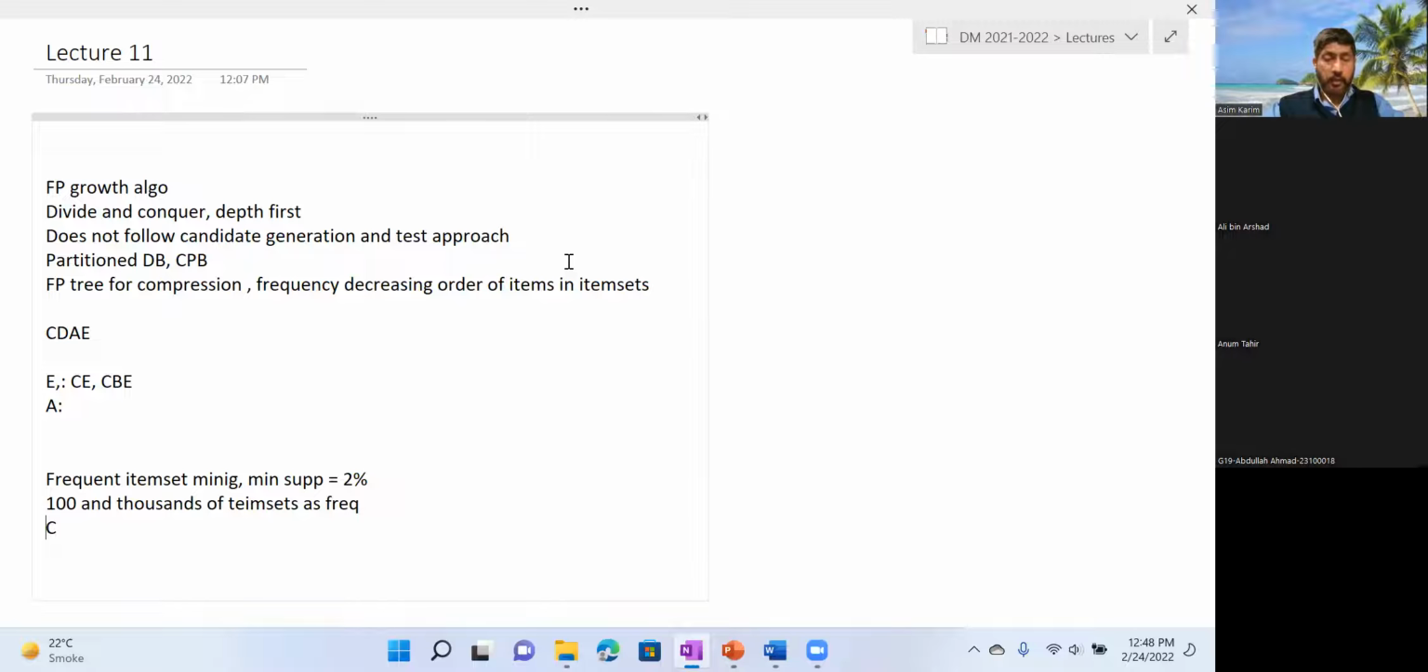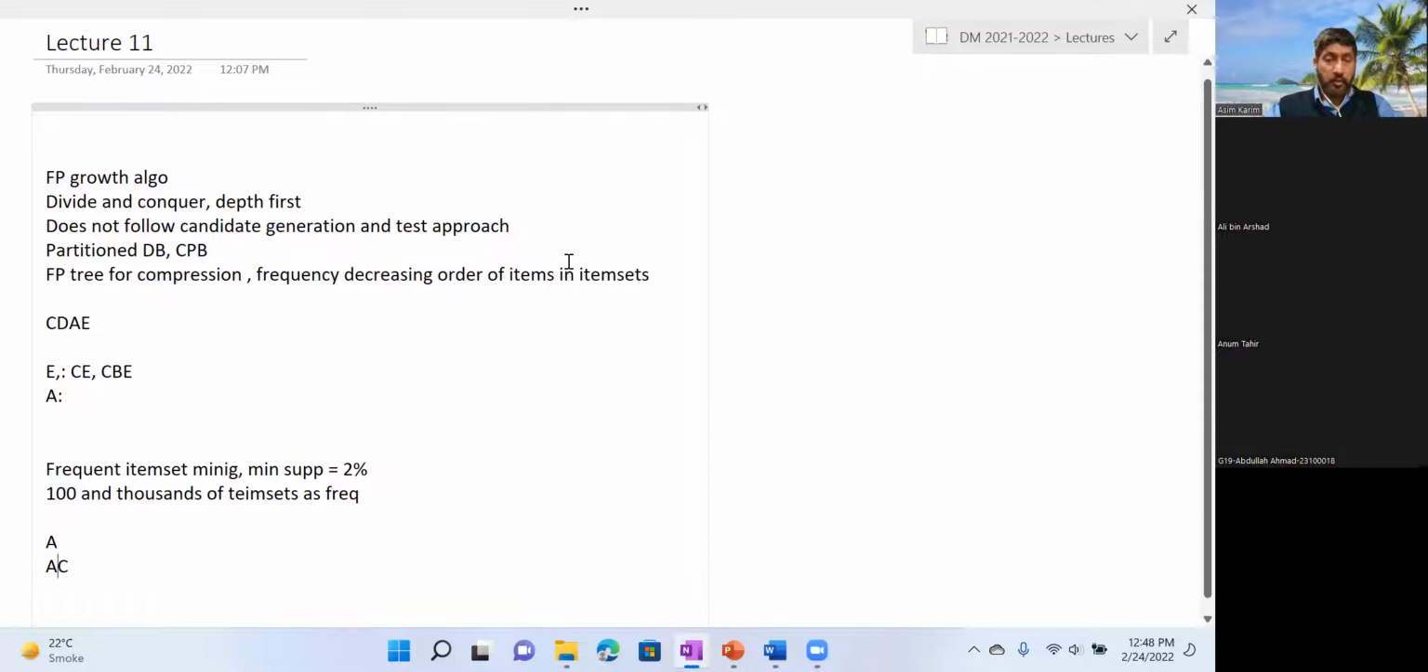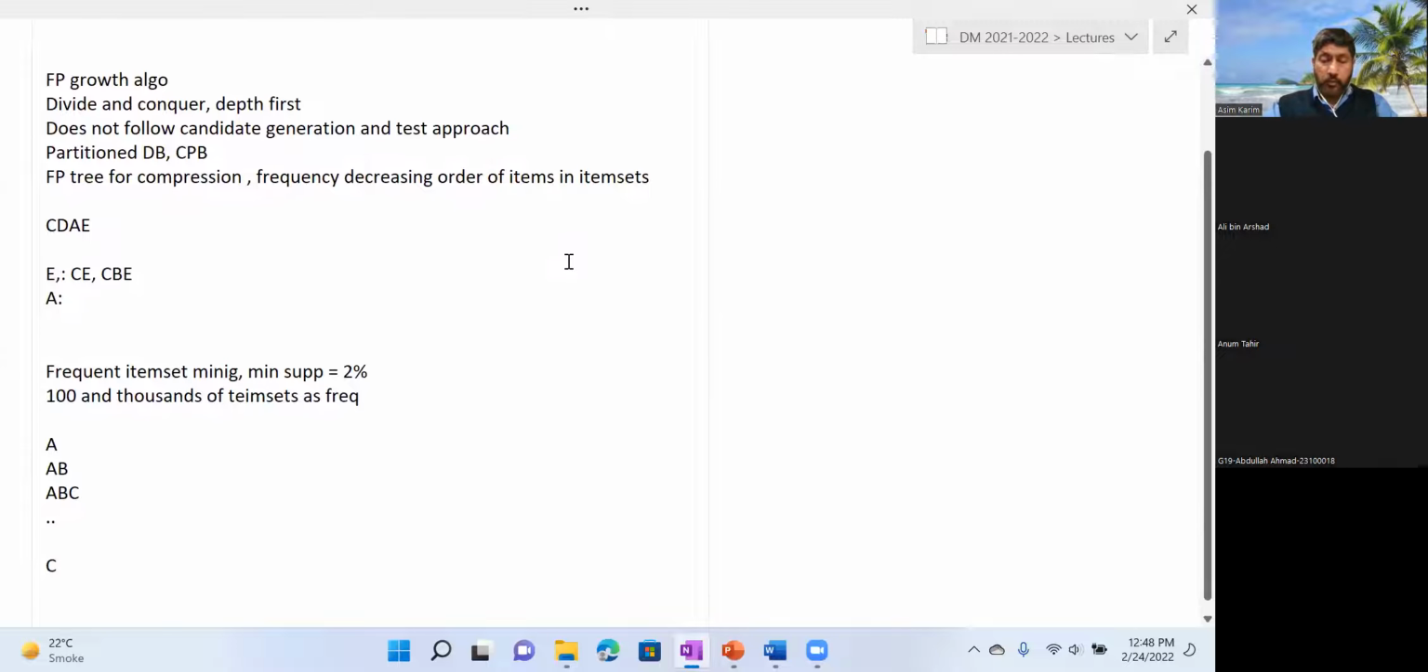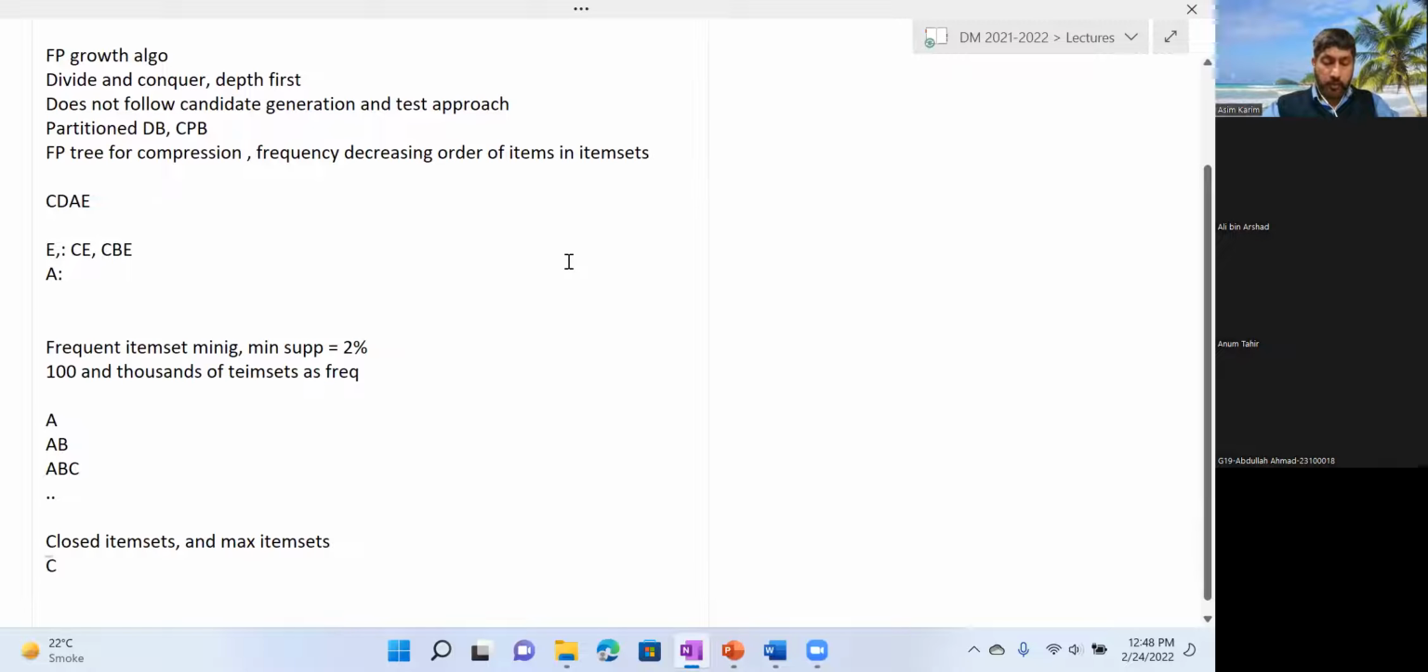Every item set that is frequent will be shown, from 1-item sets to 2-item sets to 3-item sets and so on. So you will have lots of item sets that are recorded and displayed. Some of that information might be redundant and you may not find all of it interesting. One way of reducing this set of generated frequent item sets is the concept of closed item sets and max item sets. So what is a closed item set? Let's first talk about closed.